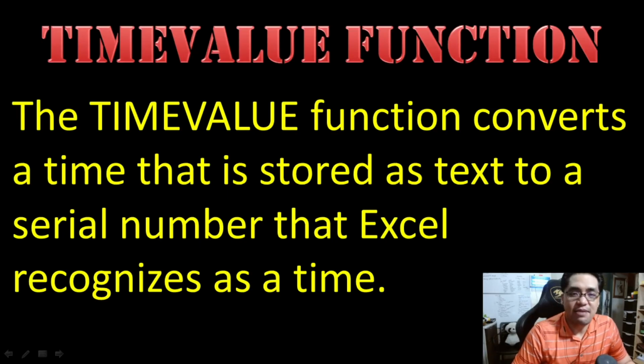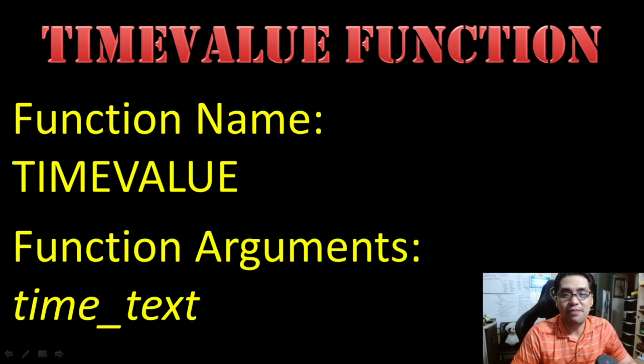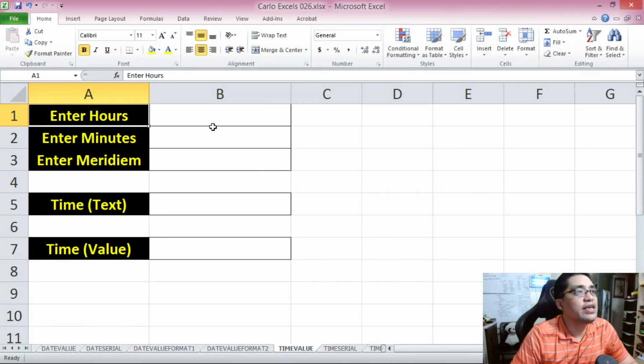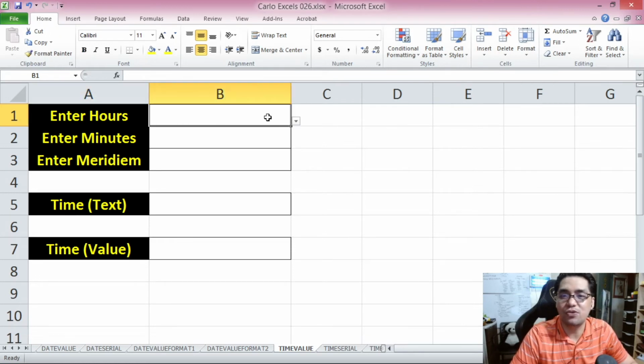Next, we have the TIMEVALUE function. The TIMEVALUE function converts a time that is stored as text to a serial number that Excel recognizes as a time. For the TIMEVALUE function, the function name is TIMEVALUE, and for the function argument, you only have one. It is still text. On the screen right now, you see here boxes wherein we're instructed to enter hours, minutes, and meridian. So let's try that. So let's say, for example, we want to enter a time of 12:31 p.m. So enter hours.